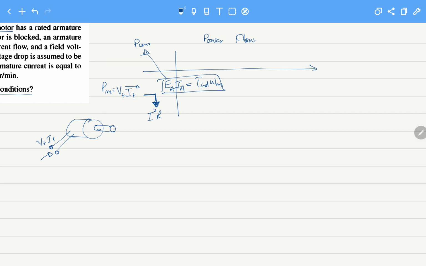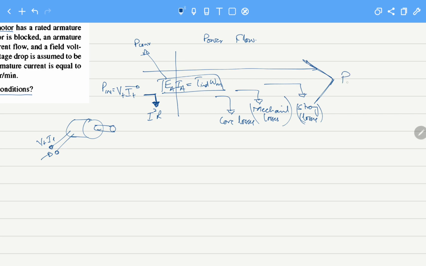Once this power is converted, further losses also exist in the machine. What are these losses? We can call them core losses, that is due to the magnetic effects. The next type of losses are called mechanical losses, also known as rotational losses. And the last losses are called stray losses. These are miscellaneous losses that we assume 1% or 2% to exist in the machine.